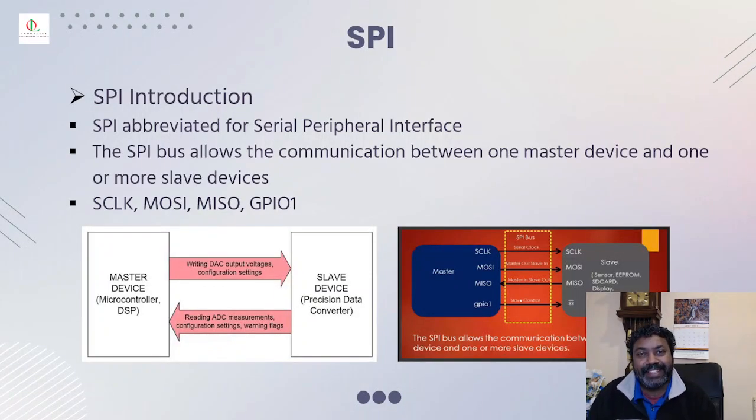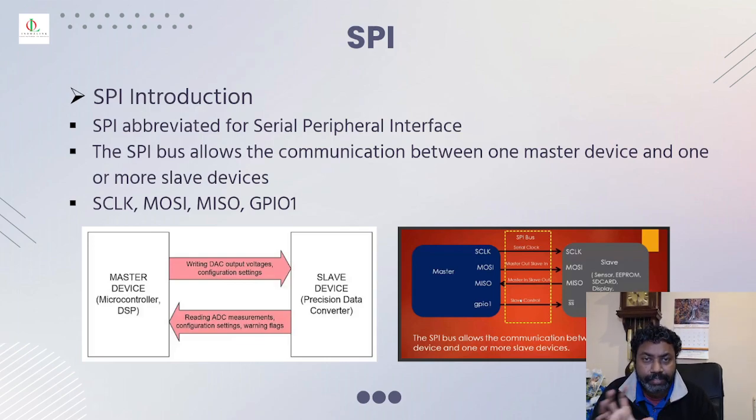SPI. As you know, you have gone through this numerous times in your engineering degree, and you might have also heard from a lot of people out there, from the industrialists. So SPI is abbreviated for Serial Peripheral Interface. The SPI bus is another communication protocol. It allows communication between one master device and one or more slave devices.